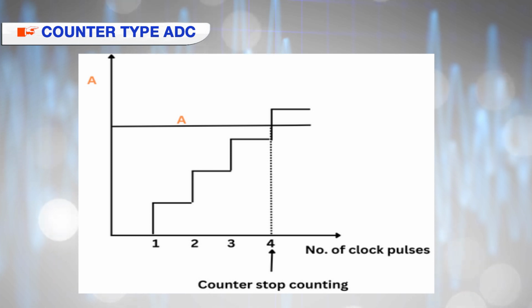Output of the counter at that instant is our equivalent digital output. This can be seen through the characteristic. As soon as the steps cross the analog input voltage, the counter stops counting. Here at the 5th clock pulse, the counter stopped counting.